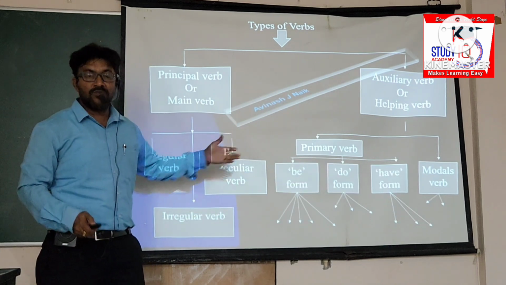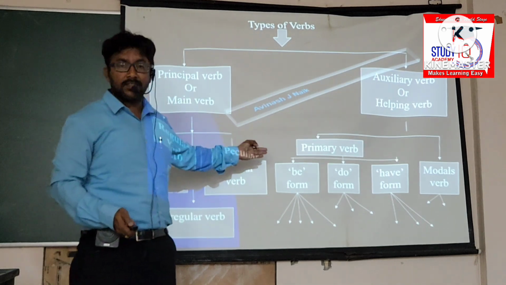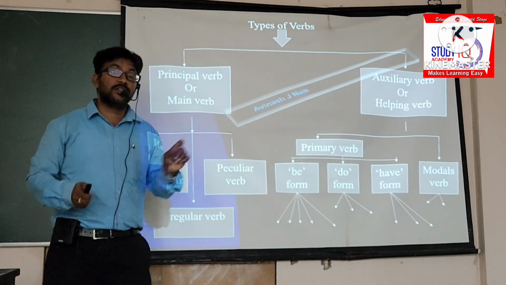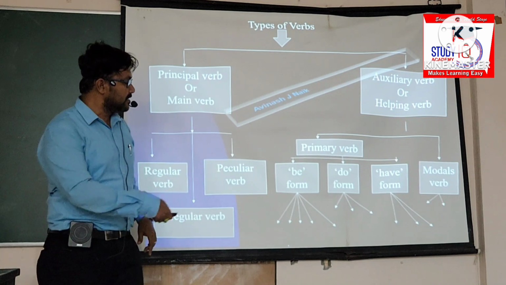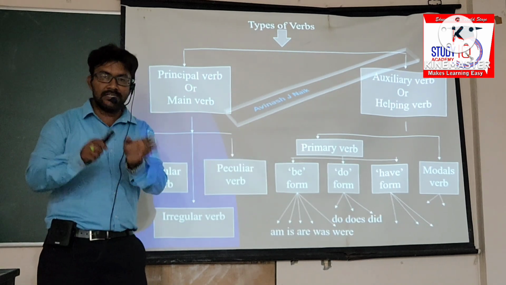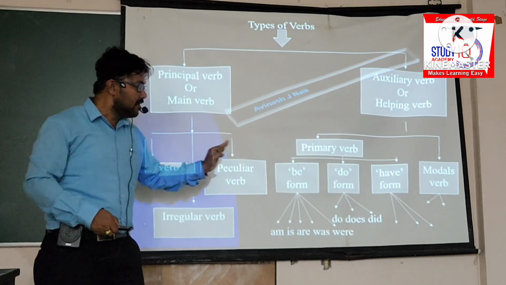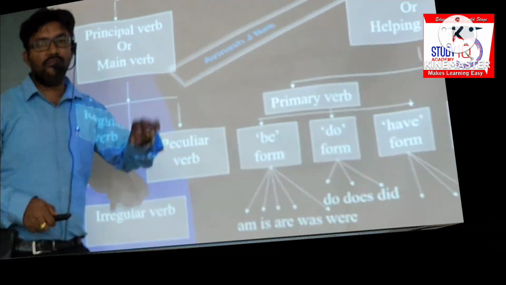And again it is the be form. Which are the be forms? Probably in the examination or in the question paper, you might get questions like this: fill in the blanks with the be form. Be form means what? These are the be forms: am, is, are, was, were. And do form: do, does, did. And have form: have, has, and had. So these are the types of be forms, do forms, and have forms.